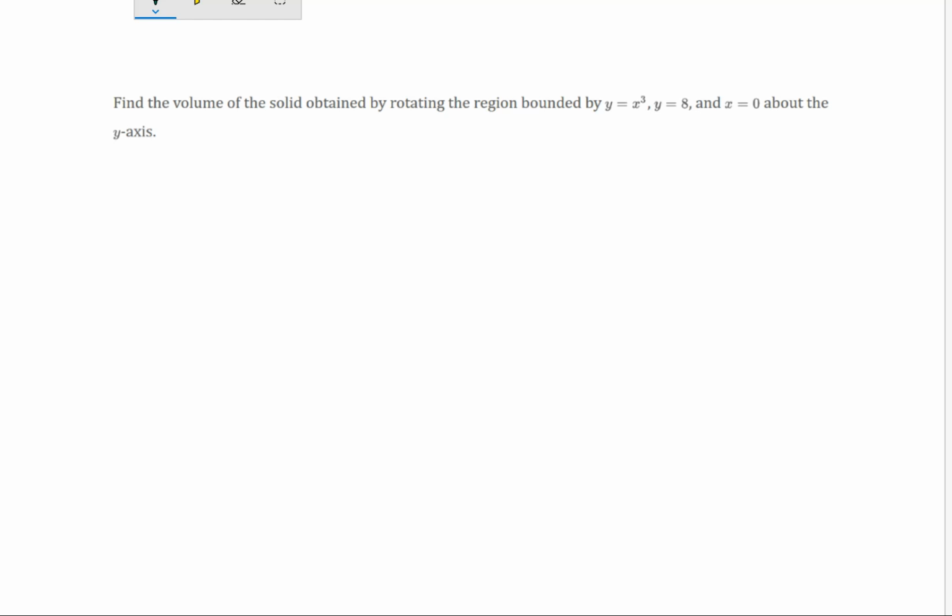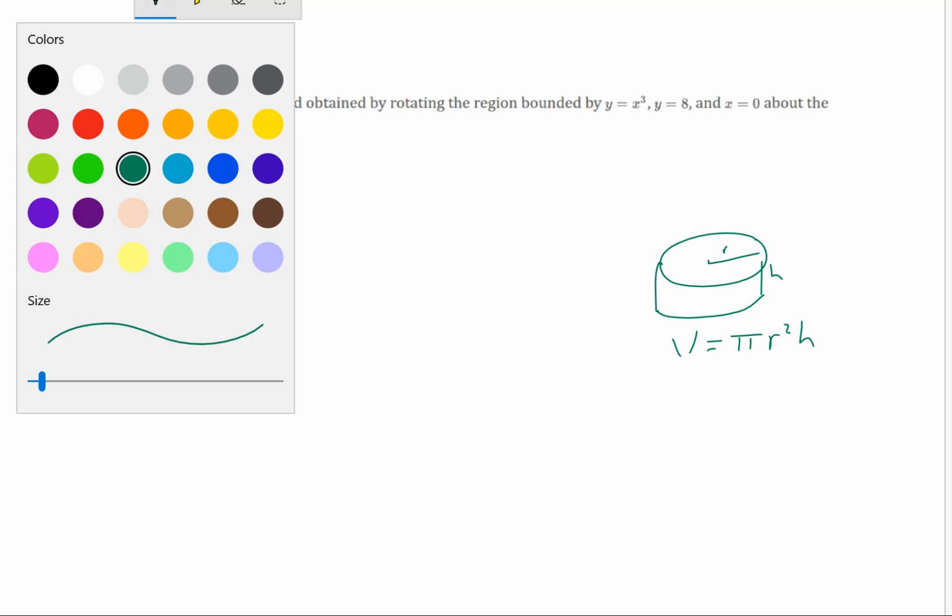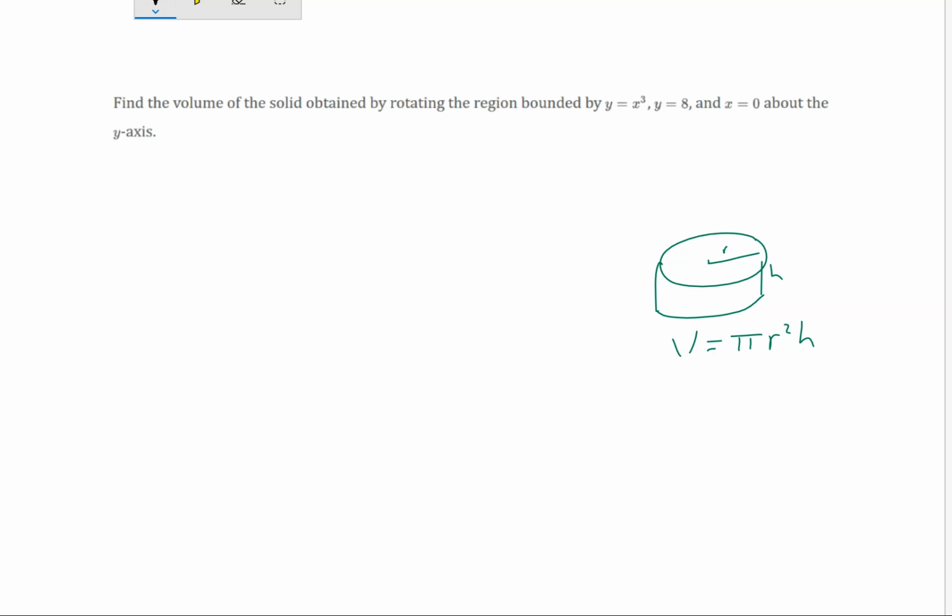Okay, but the idea behind all of this is, let's suppose that you have a cylinder with some radius r and a height h. Then the volume of that cylinder is pi times r squared h, correct? Well, that's all we're going to be doing. We just have to create the cylinder when we rotate around some particular axis.